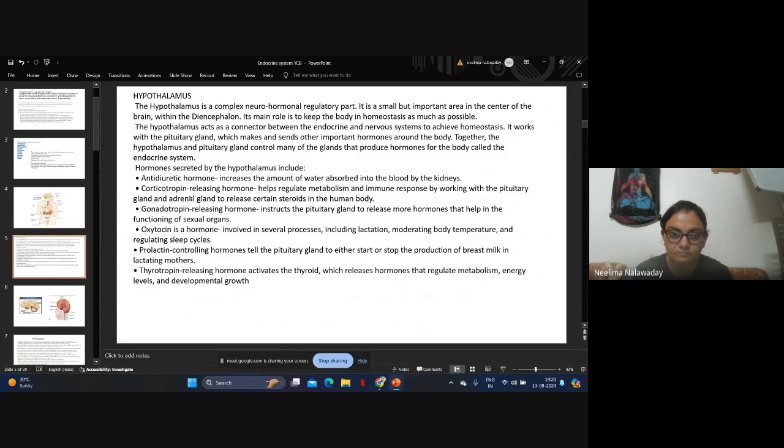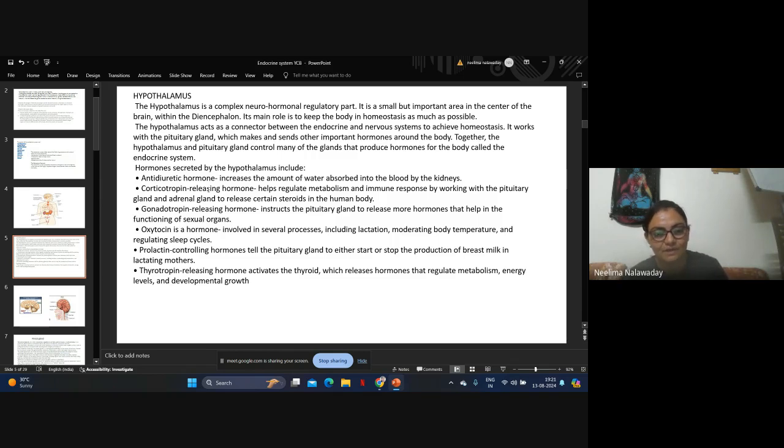Hypothalamus secretes antidiuretic hormone, short form ADH, corticotropin releasing hormone, CRH, gonadotropin releasing hormone, GRH, oxytocin, then prolactin controlling hormone and thyrotropin releasing hormone. So it is not compulsory to memorize all the names, but just keep in mind that major control is here in hypothalamus. Hypothalamus is secreting these hormones, and because of that, pituitary is able to produce all the hormones which are very much necessary to carry out all the functions of remaining glands.